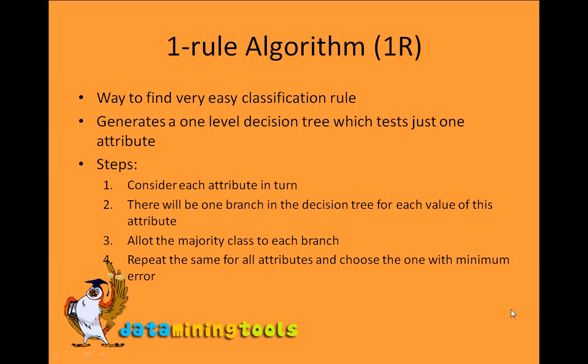And in the end, we'll have one one-level decision tree for each attribute, and we'll choose the one with minimum error. So this is how our algorithm works. Very easy.